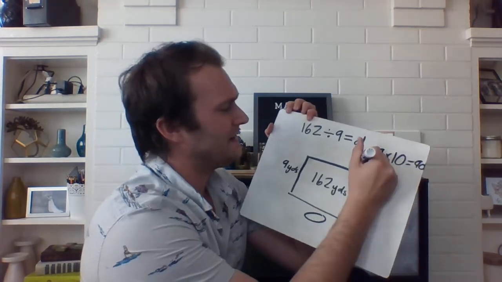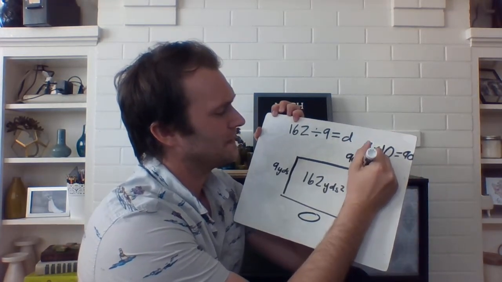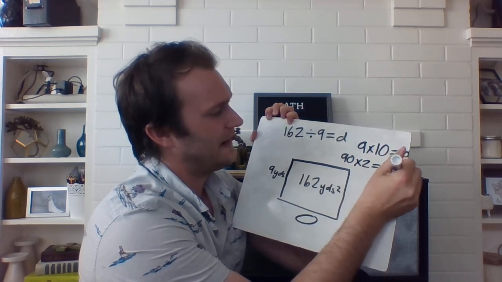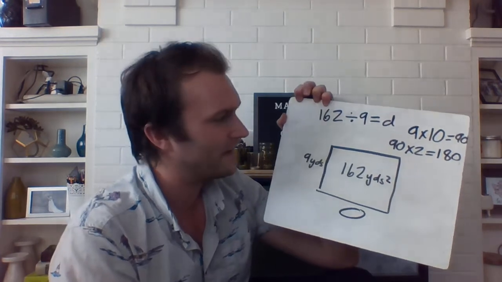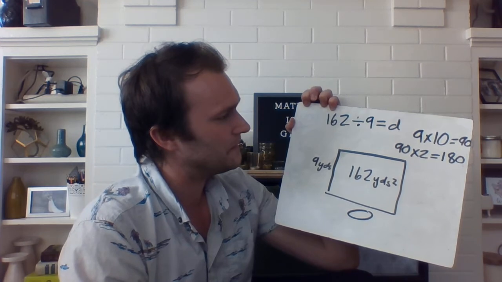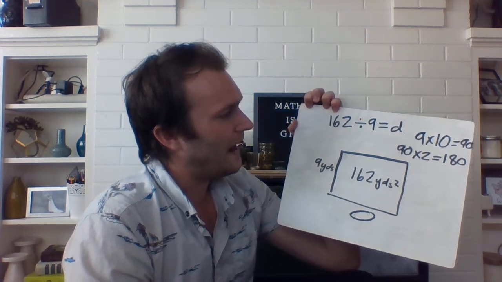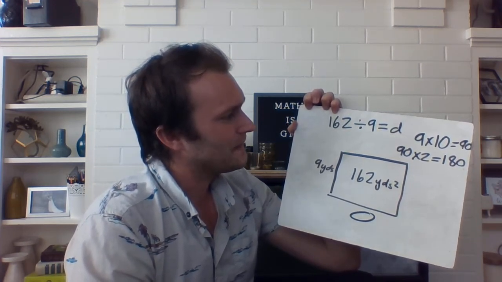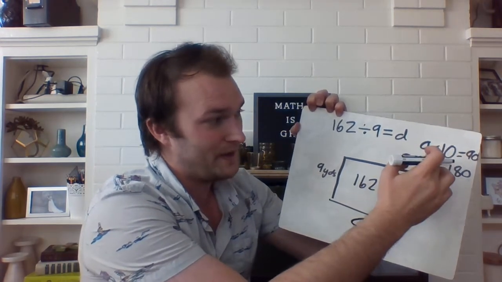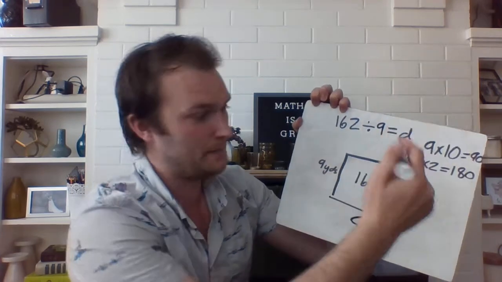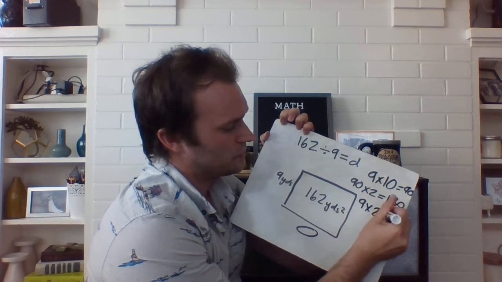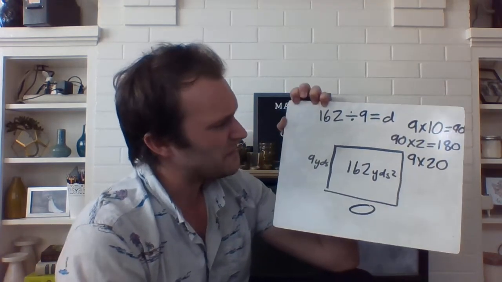And 90 times 2 is going to give me 180. I'm doubling 90 right there. And 180 is pretty close to 162. So I can think, well, if I've got 180 and I got that by doing 90 times 2 or 9 times 10 times 2, so think of that as 90 times 20, that's going to get me pretty close.